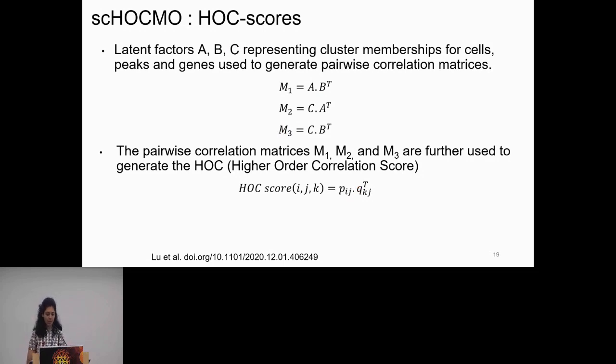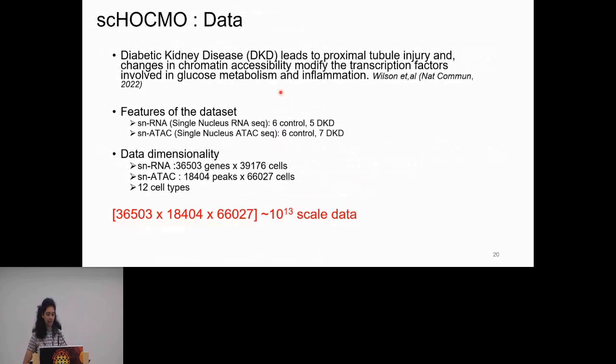To demonstrate our method, we used a diabetic kidney disease dataset, which contains an unpaired single nucleus RNA sequencing dataset having 6 control and 5 DKD samples, and an SN-ATAC dataset with 6 control and 7 DKD samples. The dataset identifies 12 distinct cell types, and if you look at the data scale, we are looking at more than 1 trillion data points.